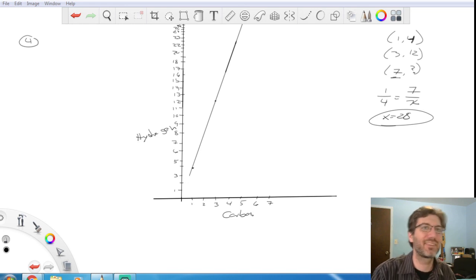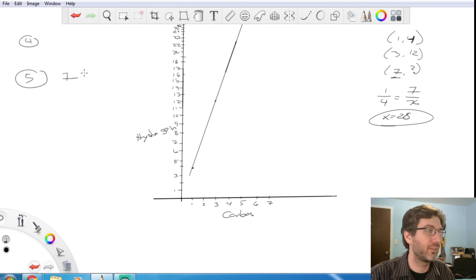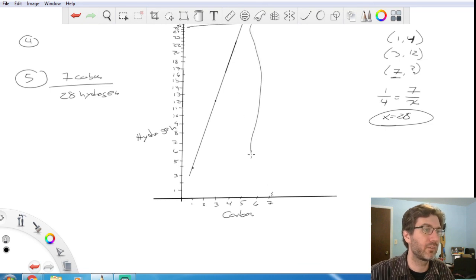Okay, let's look at this. Number 5 is 28. Right? You can do that without the graph. So number 5, 7 carbon means you have 28 hydrogen. At 7, this line crosses at 28. At least it should have. Okay.